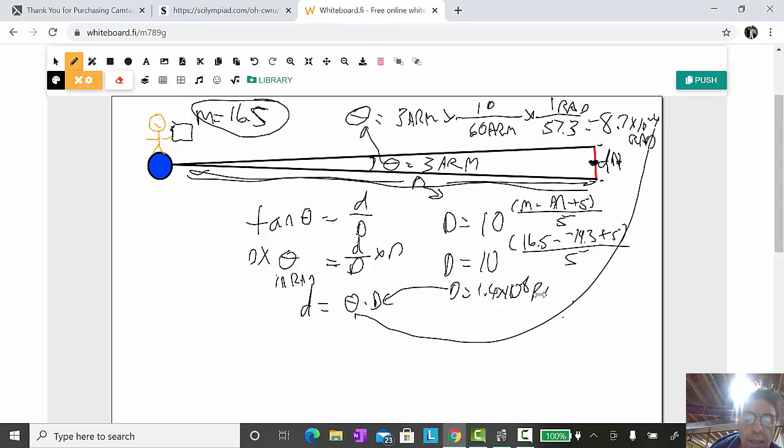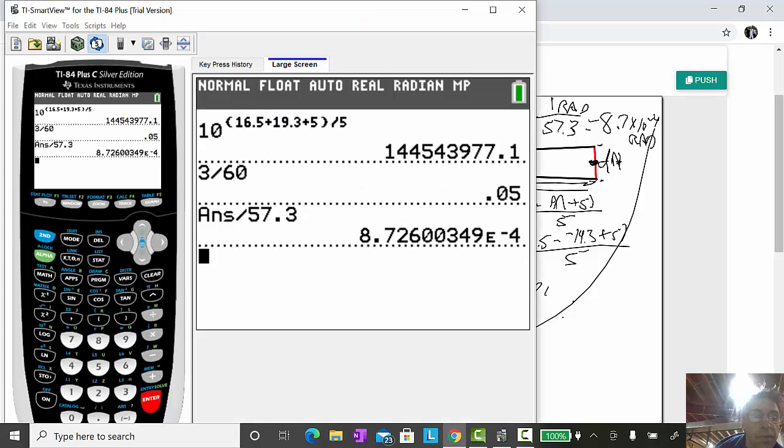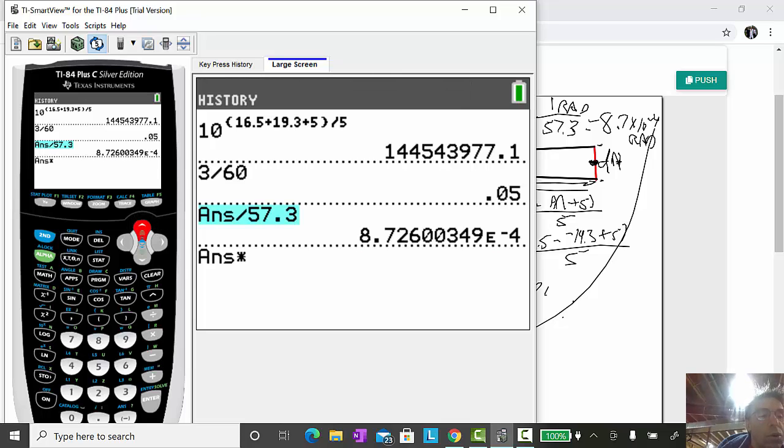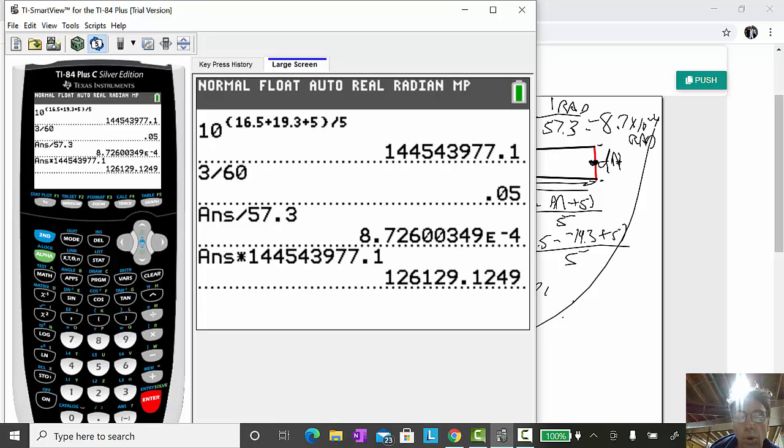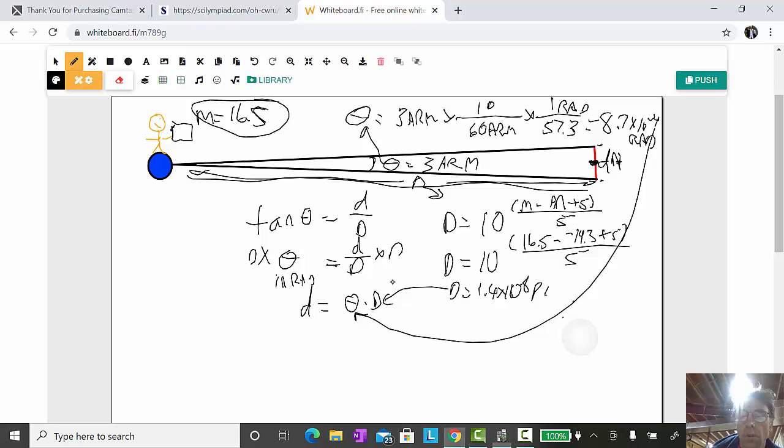So I'm going to plug that in here. I will go back to my calculator and multiply 8.7 times 10 to the minus 4th, and then times that by the 1.4 times 10 to the 8th, and I'm going to get 1.2 times 10 to the 5th. So d is going to equal 1.2 times 10 to the 5th parsecs.